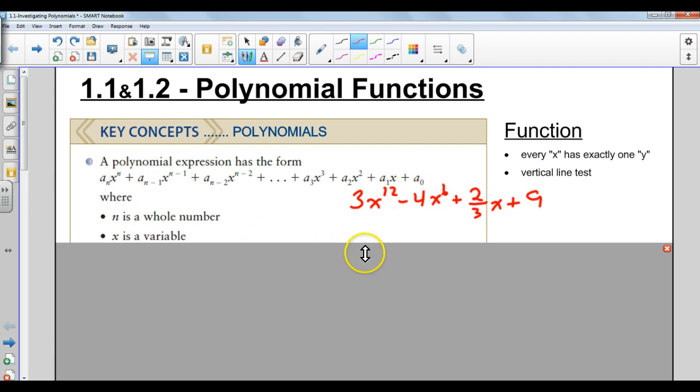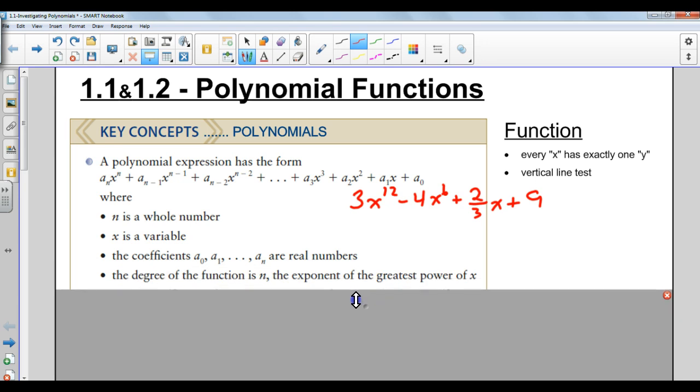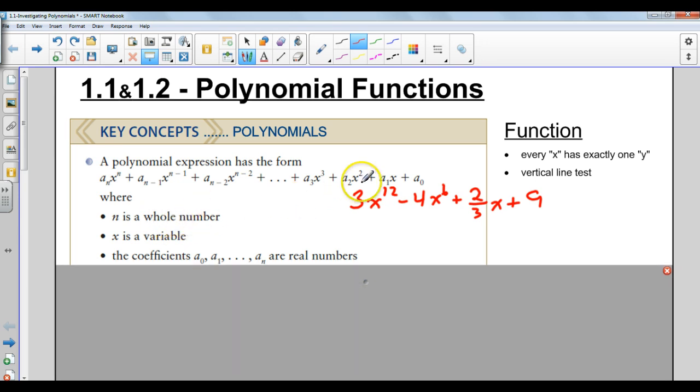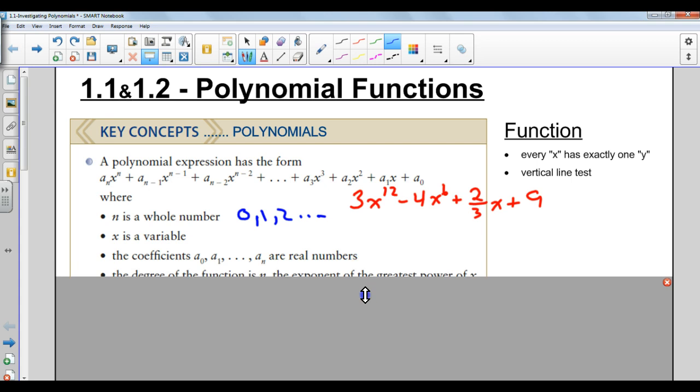So the rules are: n must be a whole number, so your exponents have to be whole numbers. 12, 6, there's a 1 here, and this is x to the 0, so we're good. x is the variable, I just used x again, no problem. And the coefficients are real numbers, so 3, -4, 2/3, all real numbers. You remember your whole numbers are 0, 1, 2, and so on. Your real numbers are fractions, negatives, decimals, basically any number that actually exists.